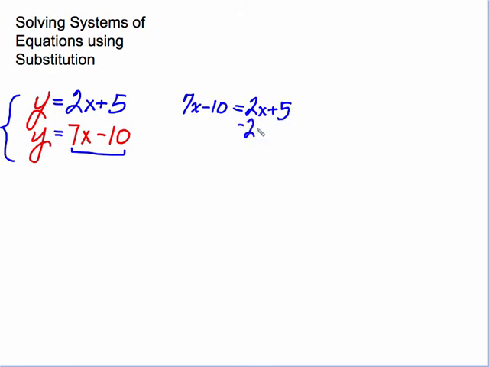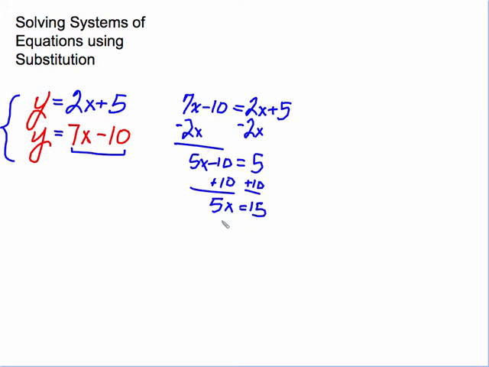Then we can subtract 2x from each side, and we would get 5x minus 10 equals 5. Add 10 to each side, and we would get 5x equals 15. Divide each side by 5, and we would get x equals 3. To determine y, we let x equal 3, and we substitute it into the first equation to find y.